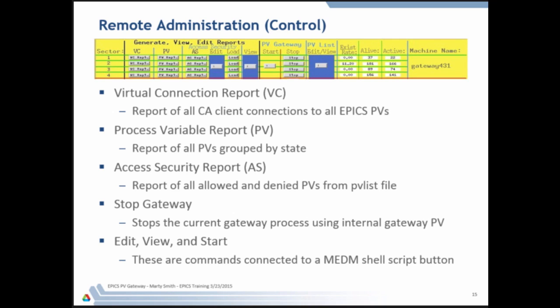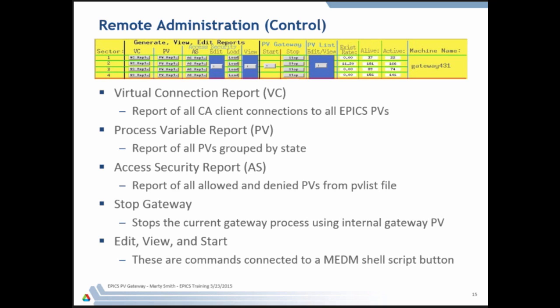You could get a channel access security report. It shows you all the PV patterns that are allowed or denied from the PV list file, which I will go over a little bit later. And you can stop the gateway through an internal PV. You can also do it another way, but I prefer just to use MEDM because it's simpler.